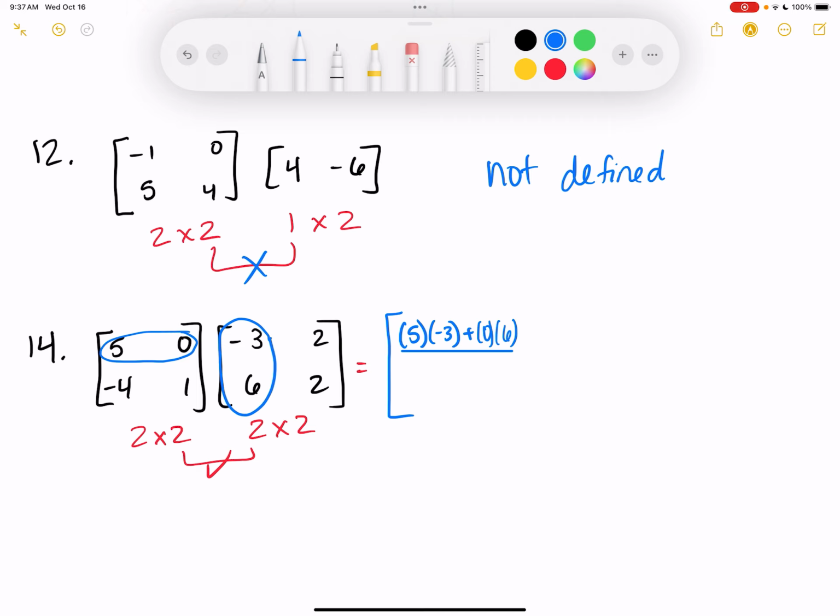That was easy, guys. It's like the first one and the first one, but then it's diagonal. All right, this blank right here is first row, second column. It's 5 times 2 plus 0 times 2.